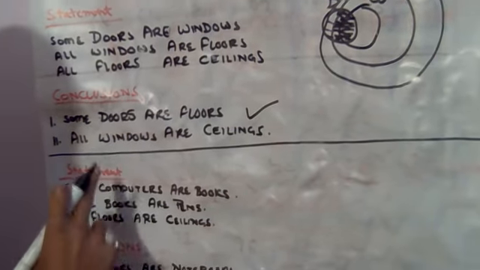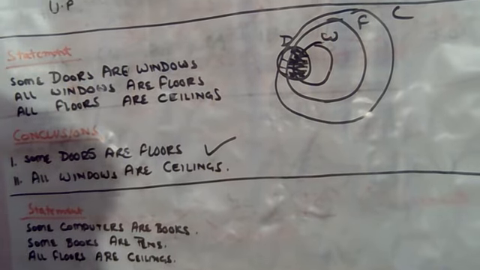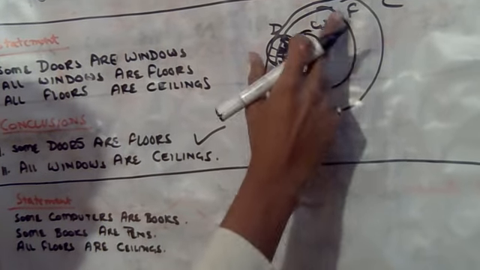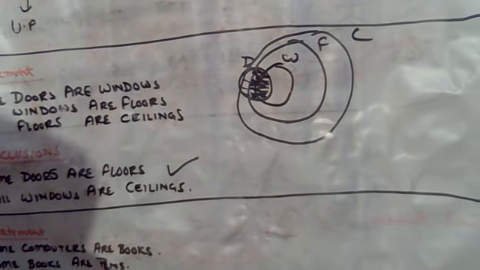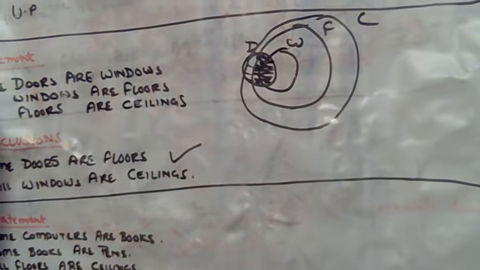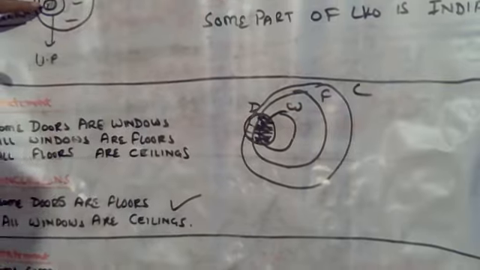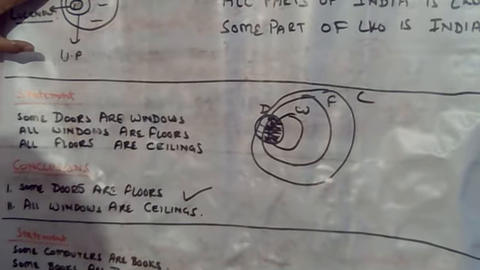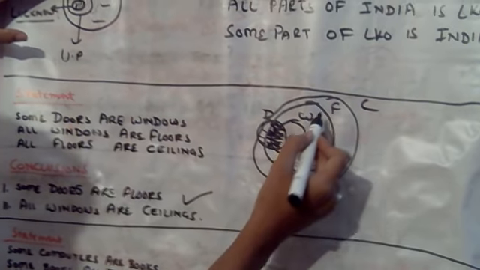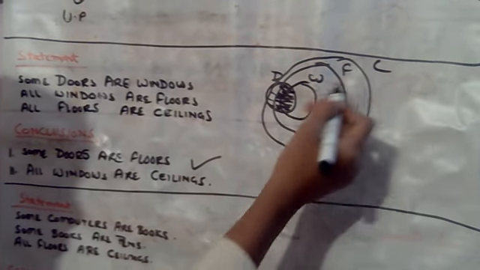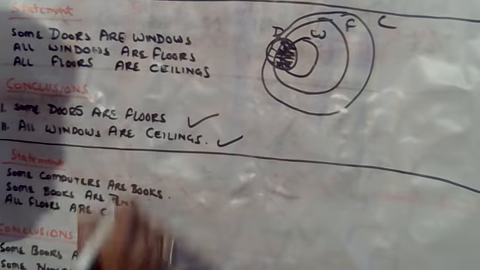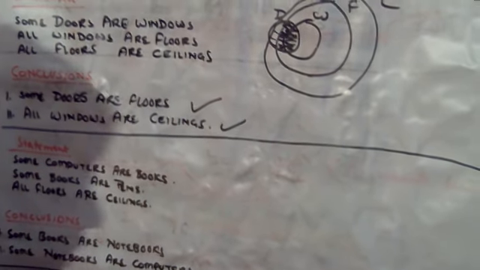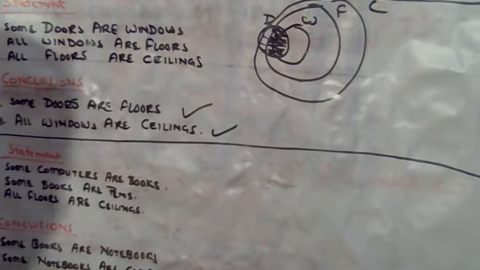Let's check out the second one. All windows are ceilings. Yes, all windows are ceilings. Why? Because much like this, all Lucknow is UP and all UP is India. So all the windows are floors and all the floors are ceilings. So all the windows are ceilings. As simple as that. So both the statements over here are correct.